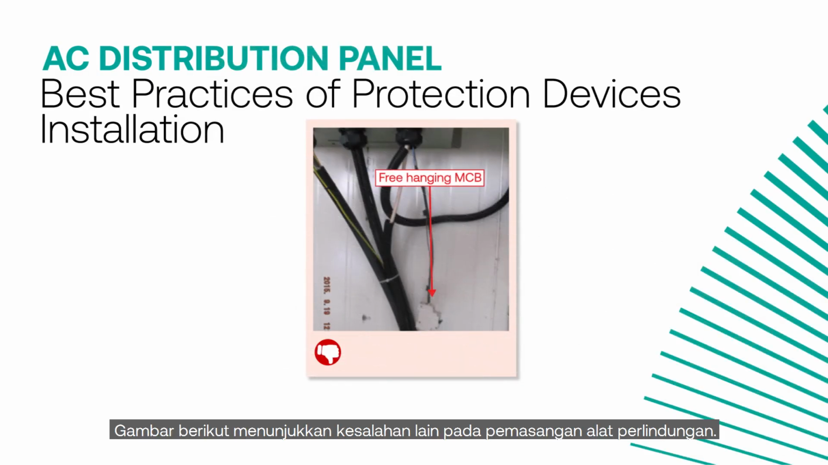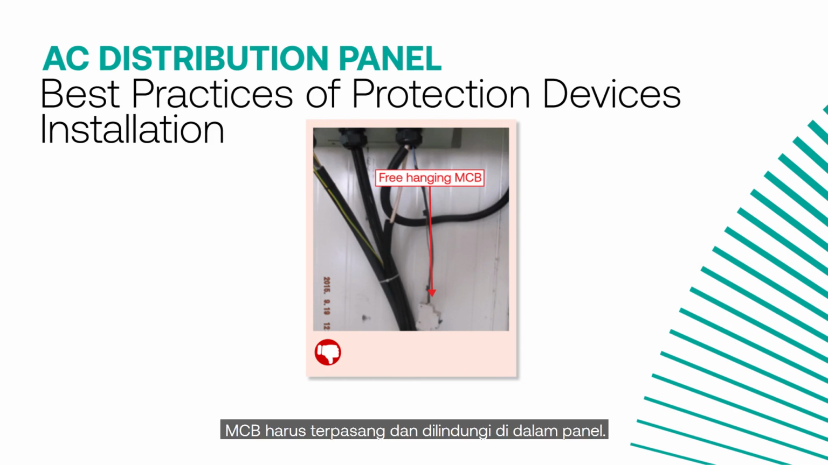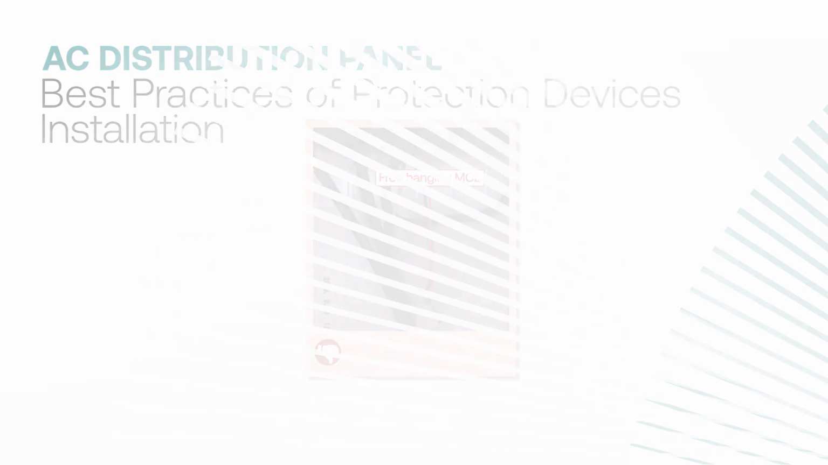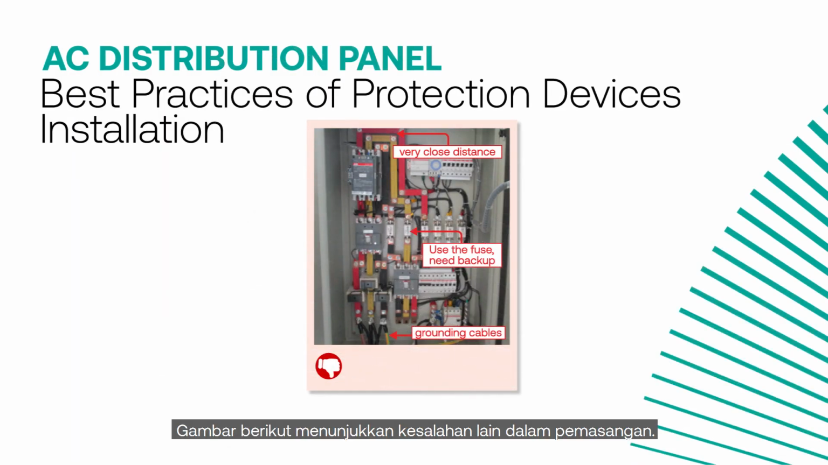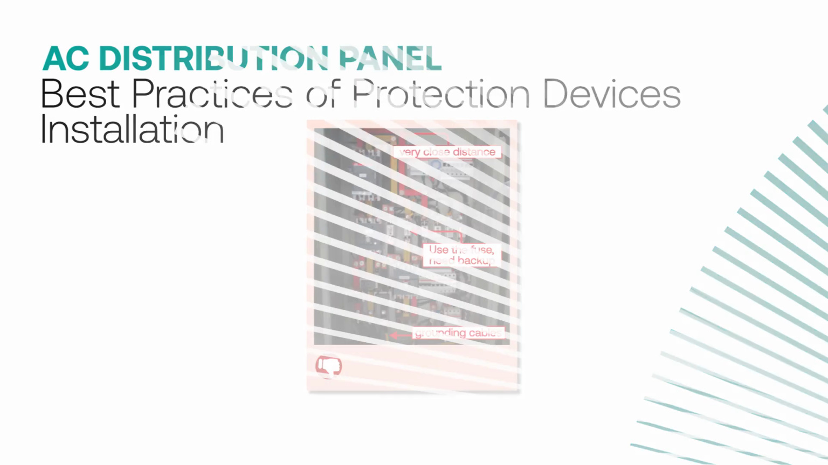This picture shows another mistake in protection devices installation. This is unsafe installation of MCB where it is left free hanging in the panel. MCB should be mounted and protected inside the panel. This picture also shows another mistake. Here, busbar is used to interconnect component. Grounding cable is also used as line cable.